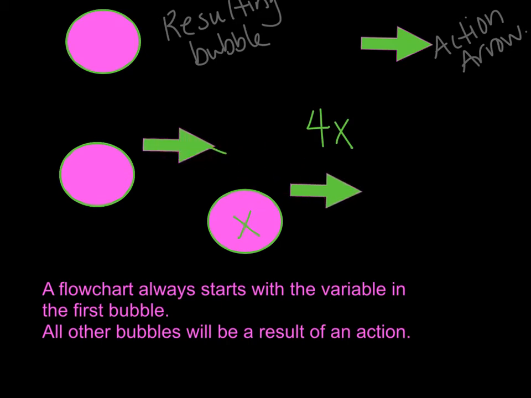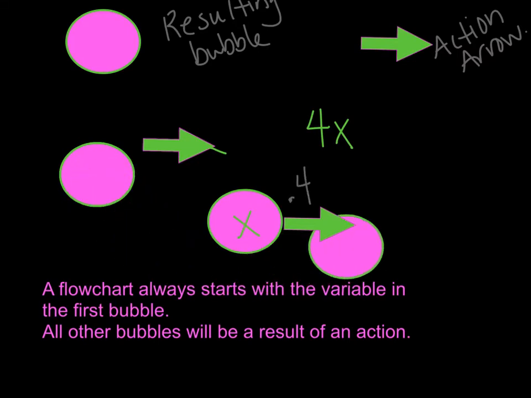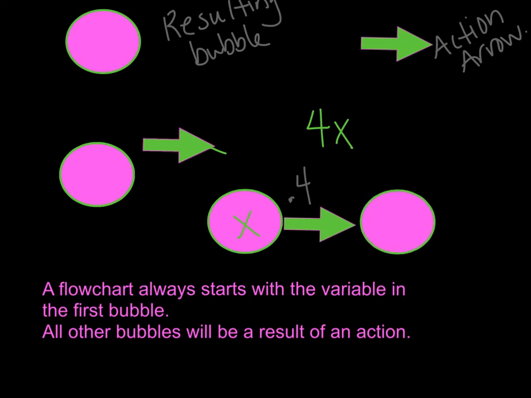On that action arrow we should be able to say that we want that to be multiplied by 4, and we're going to need another resulting bubble, which is the result of the action and the previous bubble. So x times 4 is going to be represented then as 4x. Remember, in math we're going to be focusing on using our coefficient, the number, written before our variable. So it's going to be 4x and not x4.